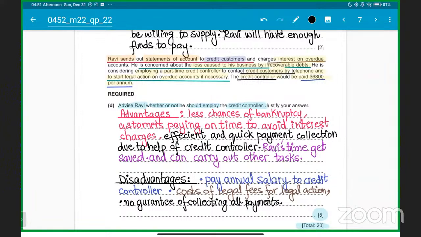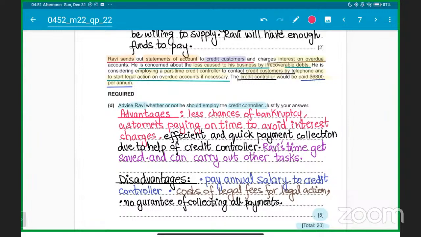Similarly, relationship with the customers can be damaged. Definitely, you can always write this point. Instead of writing the time saving point, I would highly recommend, if you get a control account question like this, always remember you will damage your relationship with customers due to charging interest on those things. Okay. Any other point? Let me know.